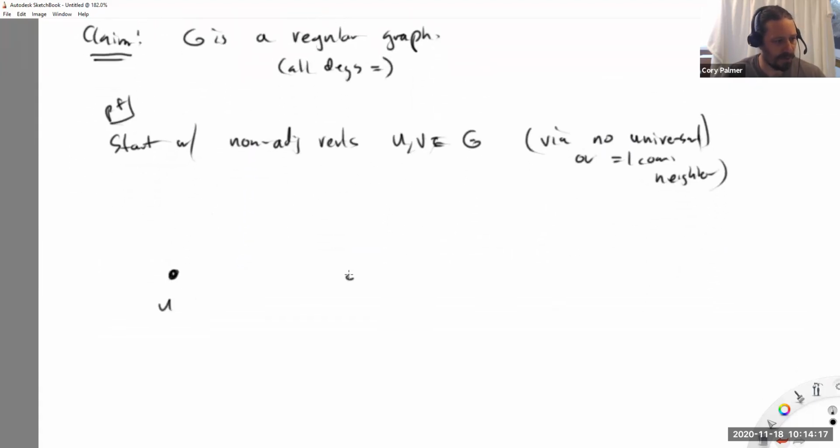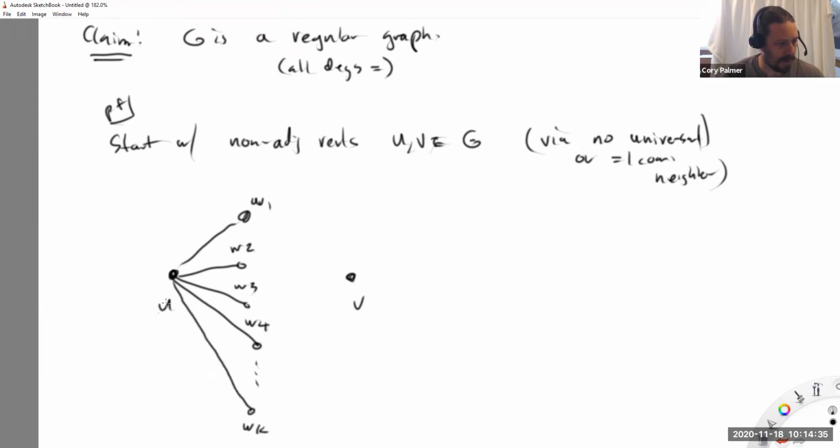So here's U and here's V. There's no edge between them. And let's look at U's neighbors. So U has neighbors W1, W2, W3, W4, and then WK. Okay, so the degree of U is K. There's K vertices here.